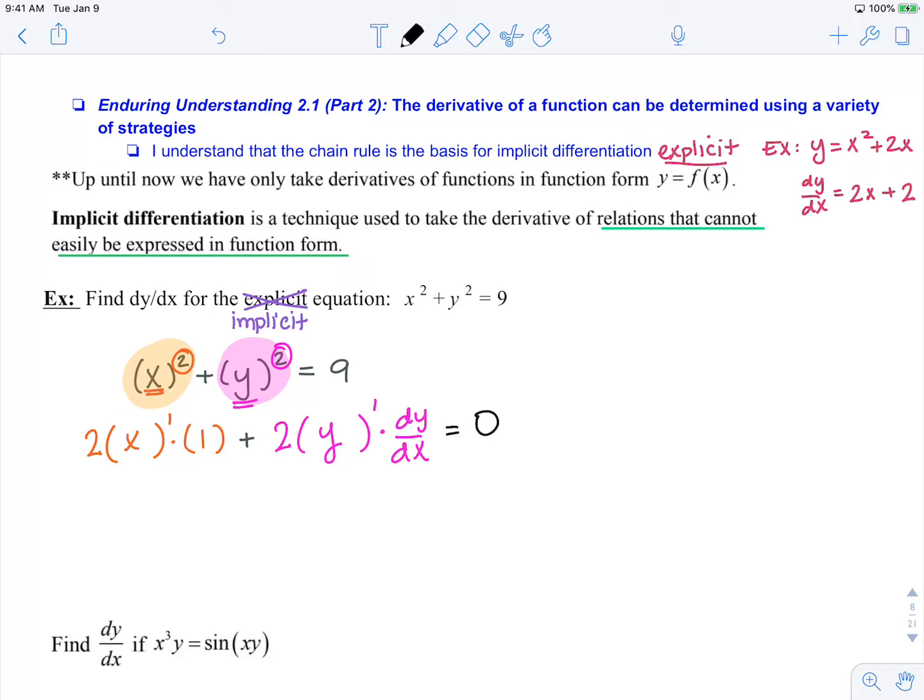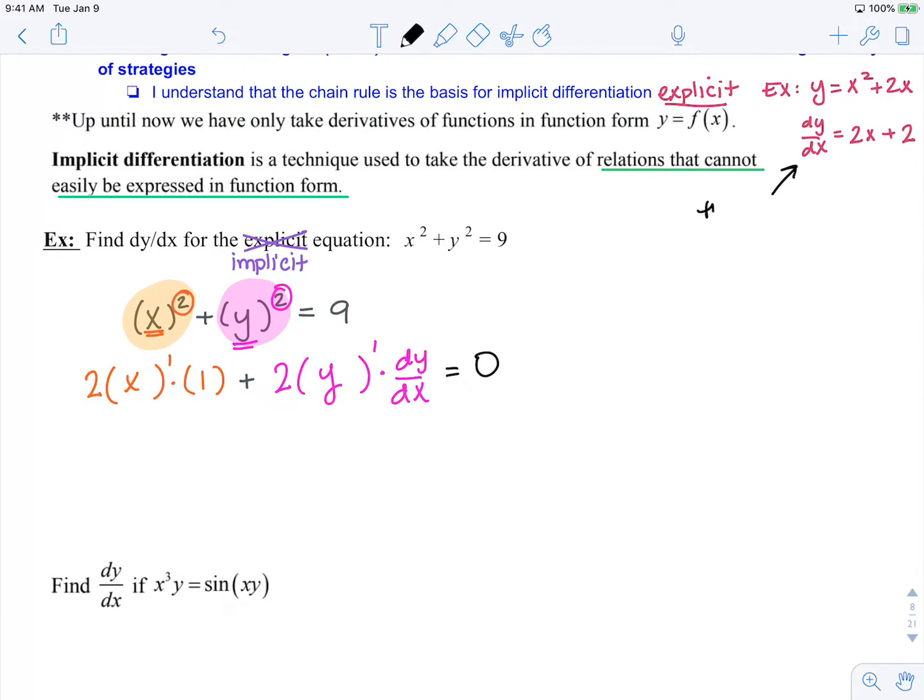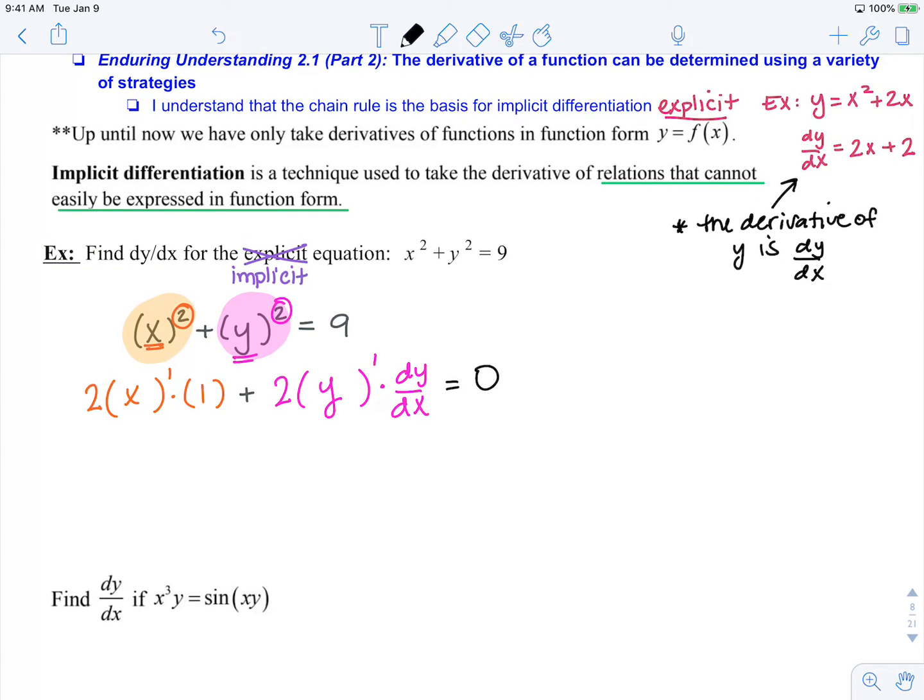So notice, whenever I take the derivative of y, it equals dy/dx. Same thing here, right? The derivative of y is dy/dx, even in this explicit equation.